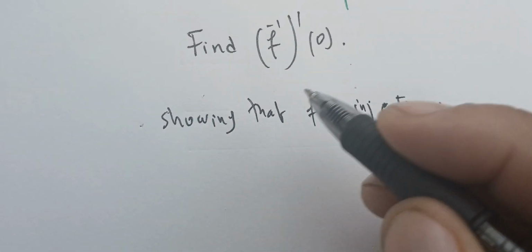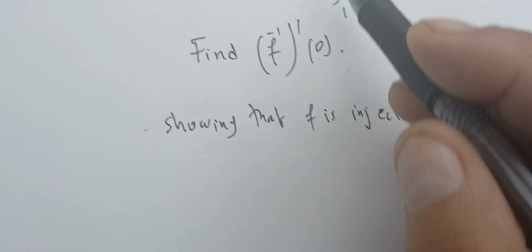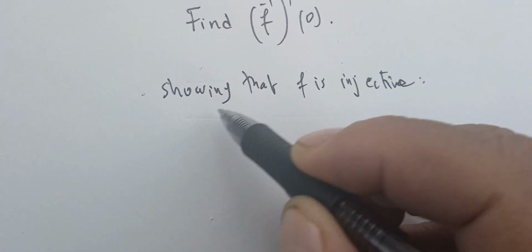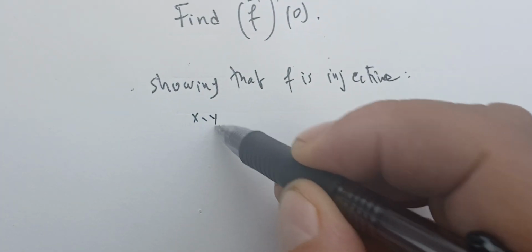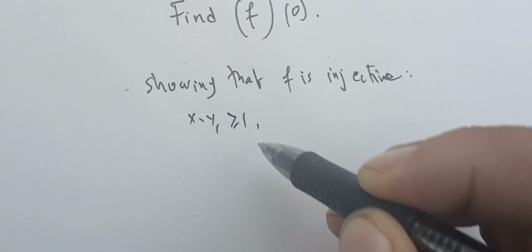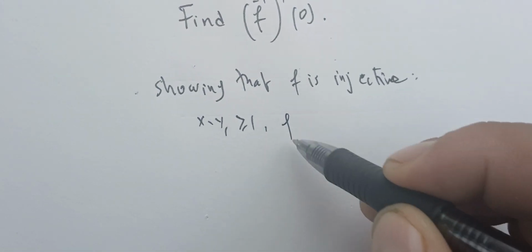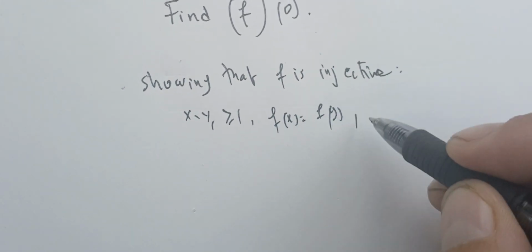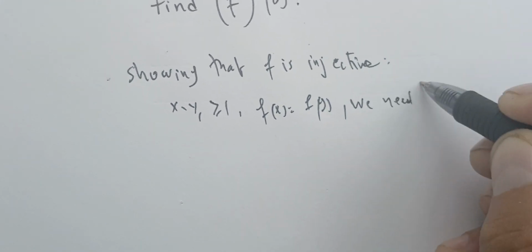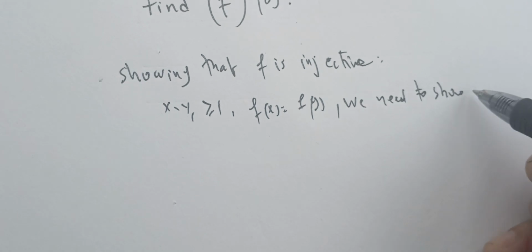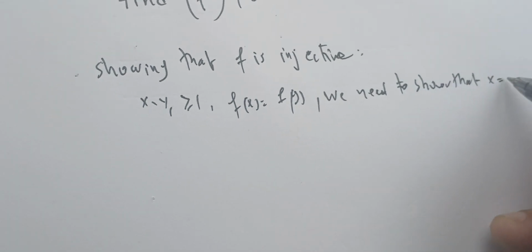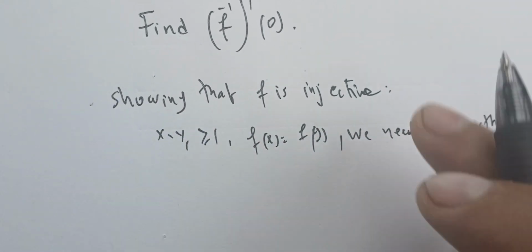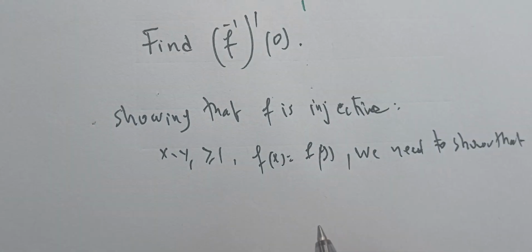So we want to let x and y be from this interval 1 to plus infinity. So let x and y be in this interval, both of them bigger than 1, and with the condition that f of x is f of y. So here we need to show that x is y. So if we do that, we can use the inverse of the function.